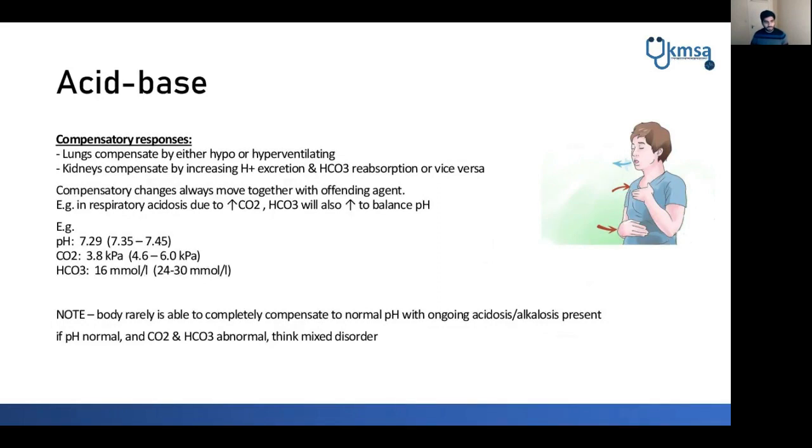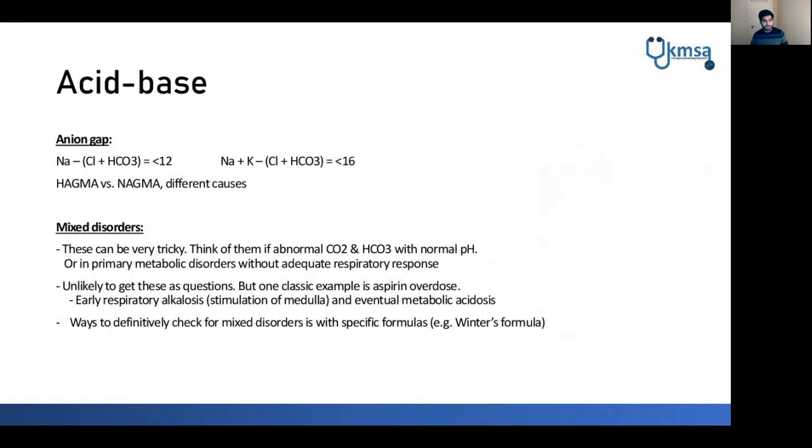An important thing to note when we get onto mixed disorders is that the body is rarely able to completely correct to a normal pH with compensation if there's an ongoing disorder present, acidosis or alkalosis. If you find that the patient's pH is normal, but their PCO2 and their bicarb are abnormal, then you need to think about a mixed disorder. But for that, if we do find a metabolic acidosis, the next step is your anion gap. So you'll all remember this equation.